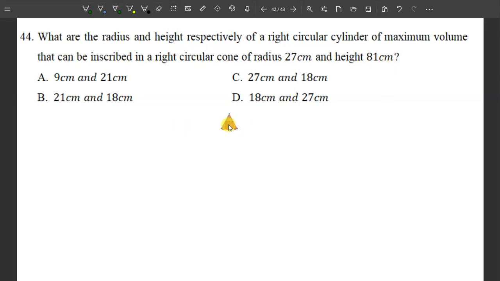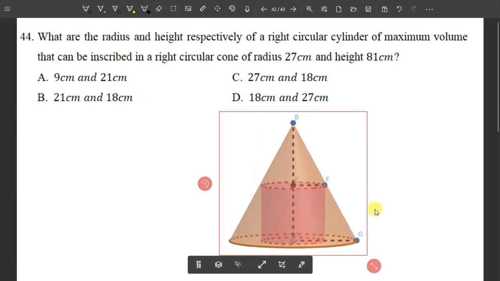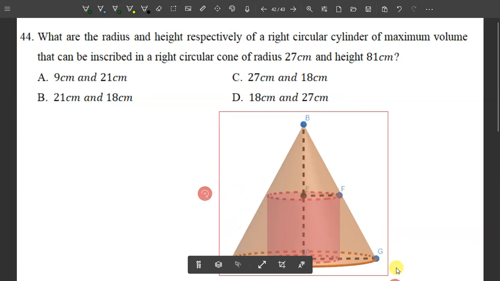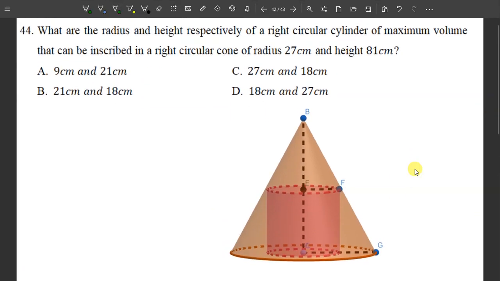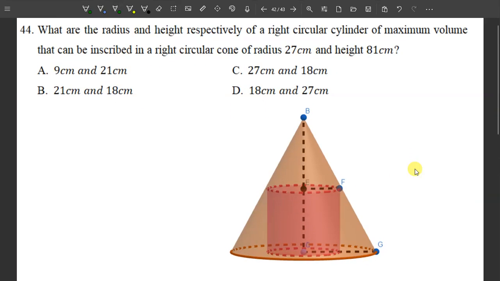Now let us see the figure. What does this question mean? Let us represent here the cone and the inscribed cylinder as such. Suppose the bigger one is a cone, and inside this cone we inscribed a cylinder. As you can see, this red geometric figure is the cylinder which is inscribed inside this cone.